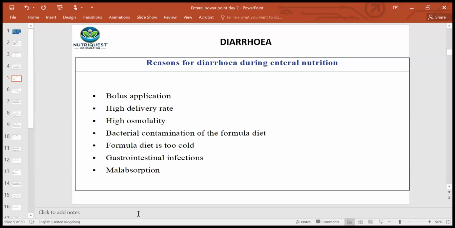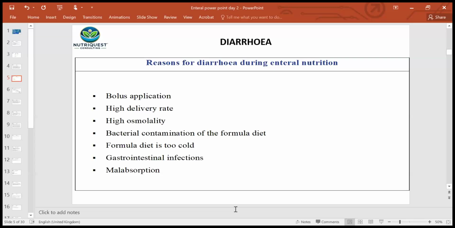Bacterial contamination of the formula diet. This is also very common. I also know some situations in facilities where people lack enteral feed, so they usually give kitchen blended foods, which are usually not recommended because of the hygiene standard and inadequacy in the nutrients. Then if your formula diet is too cold, that can also lead to diarrhea for these patients.